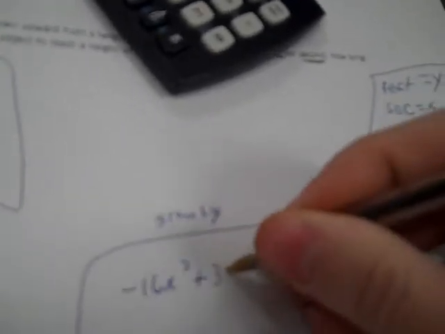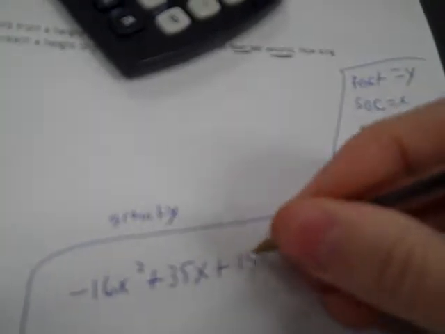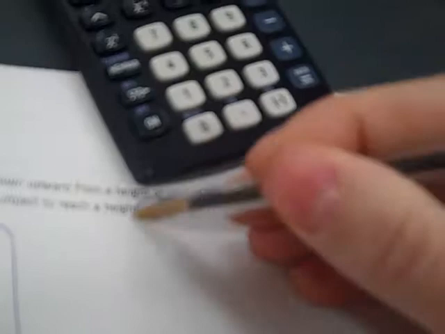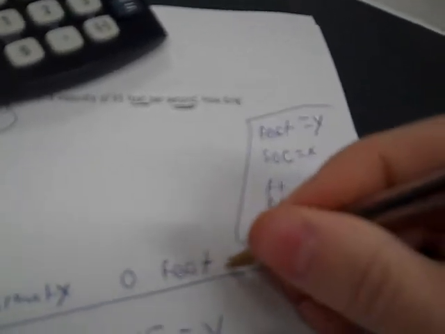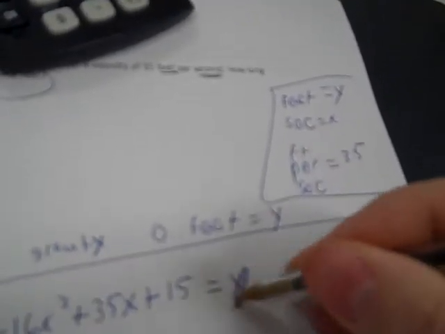So gravity is negative 16x to the second power plus 35 with x plus, and we started with 15 feet, so we got to add 15 before I put equals y. Now take the last number in the problem, 0 feet. And feet is y, so it's going in for the y letter, so I can just scribble out the y and put 0. And that leaves me with x, so I follow my procedure. So how many answers? There's 2.